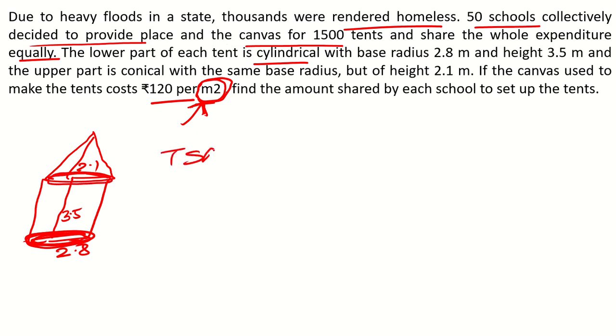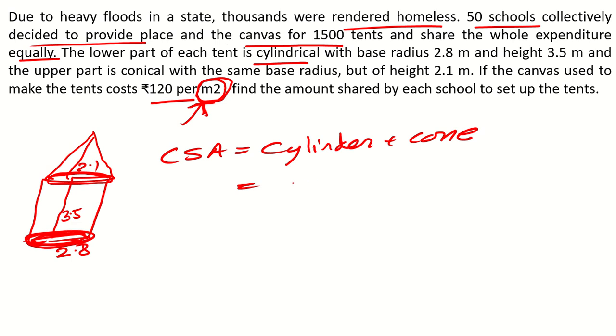So, the curved surface area of the cylinder. The curved surface area is equal to cylinder plus cone; both curved surface areas will be taken. For the cylinder, as I told you, 2 pi r h, and then plus the cone, pi r l. Now we have written the required formula.